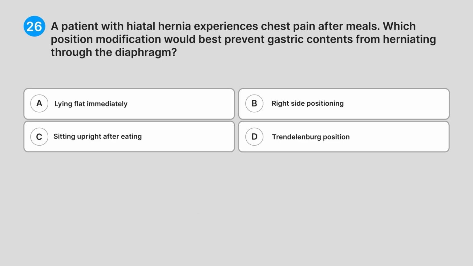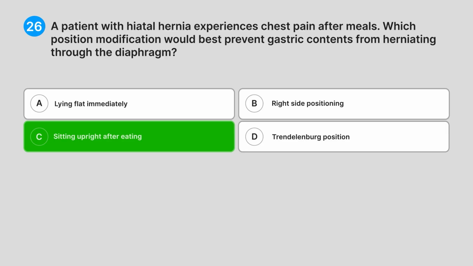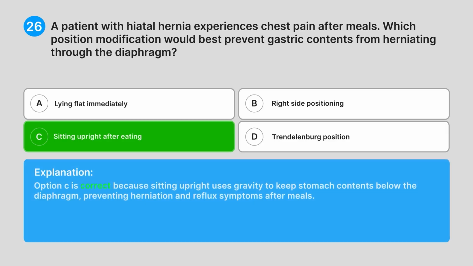Correct answer, C. Sitting upright after eating. Explanation. Option C is correct because sitting upright uses gravity to keep stomach contents below the diaphragm, preventing herniation and reflux symptoms after meals.